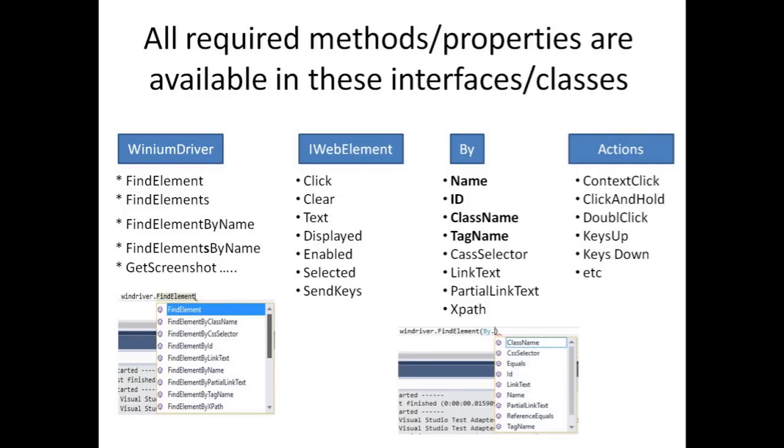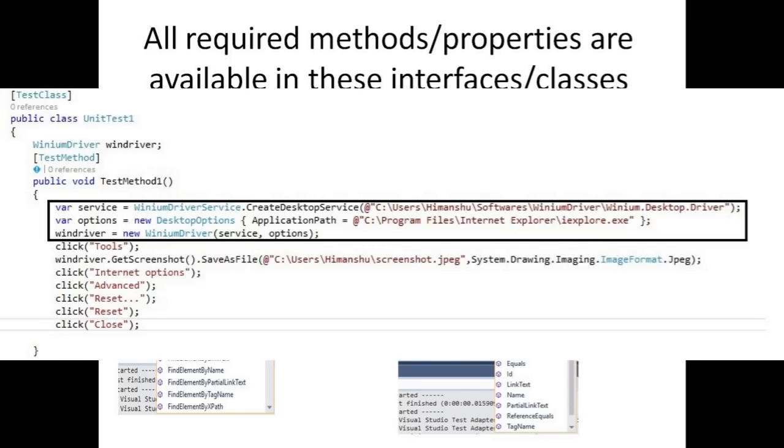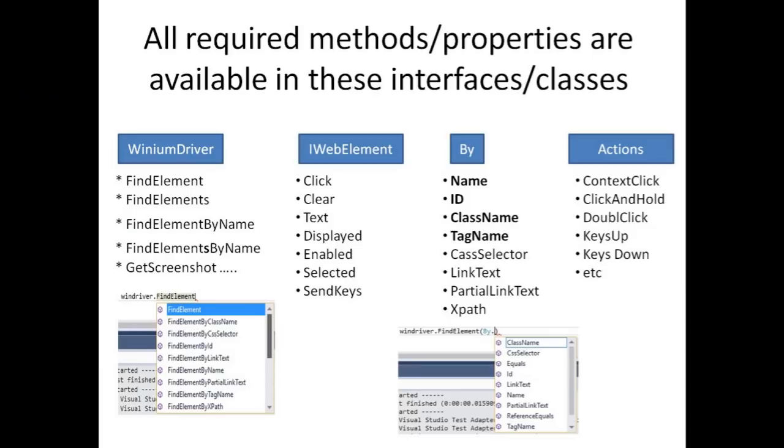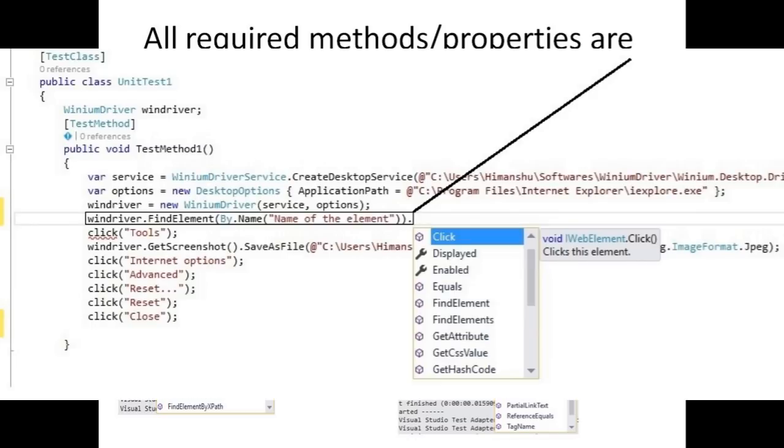Okay, let's first talk about the Winium driver class. The first thing you do when you start writing your code is create a Winium driver object. This class has many methods which can help you do many things, like finding elements, taking screenshots, launching the application, closing it, and many more. FindElement finds the first element, yes, the first element, which matches the By object. The syntax is something like this.